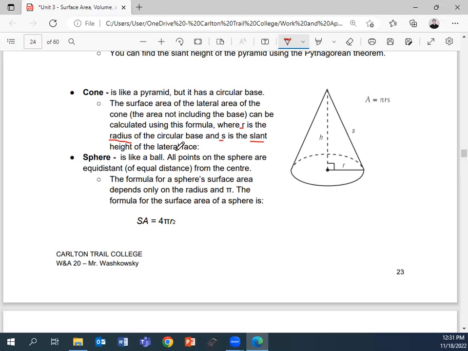And then finally, we have a sphere. A sphere is just a full circle. It's a ball, right? Think about a baseball. That's a sphere. So this is the formula for the sphere as well. So make sure you make a note of exactly what that is. So those are two new formulas here.